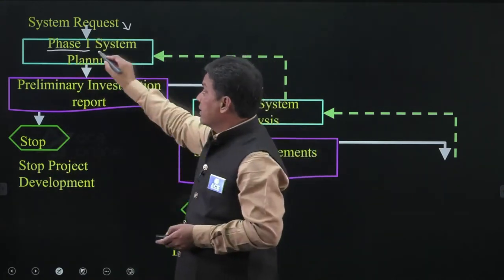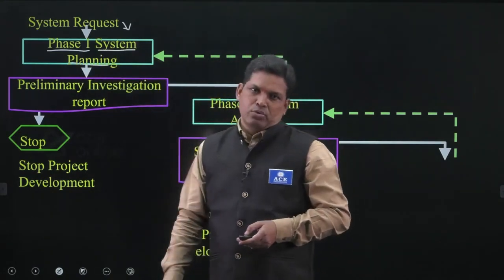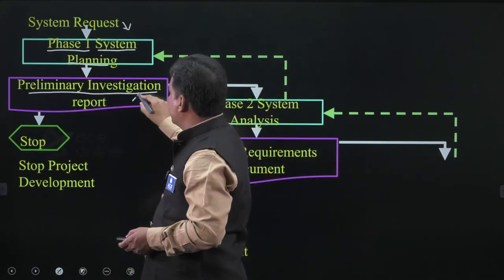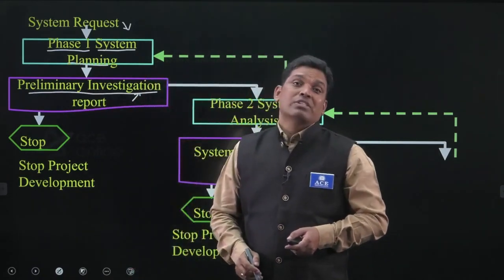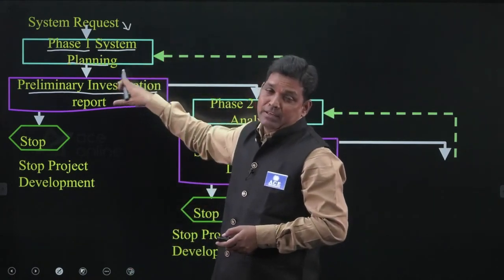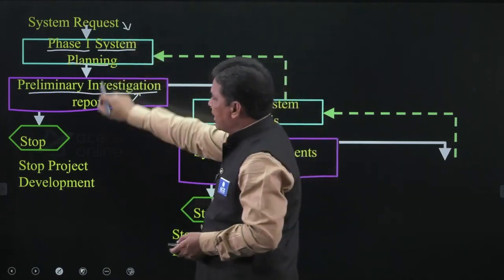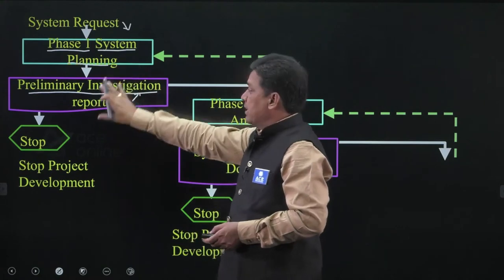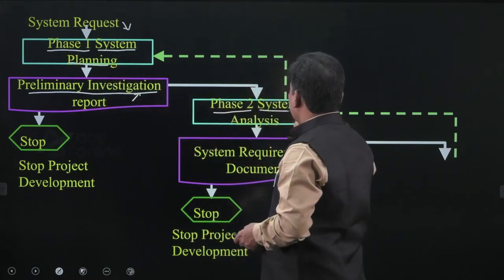What is phase 1 telling us? System planning. Just now we discussed system planning. In system planning, the preliminary investigation takes place, meaning a feasibility study is conducted thoroughly about the proposed system. If the feasibility study is done properly, then the remaining phases will take place. Once the feasibility study is done and the report is generated, based on that, phase 2 will take place. That is system analysis.